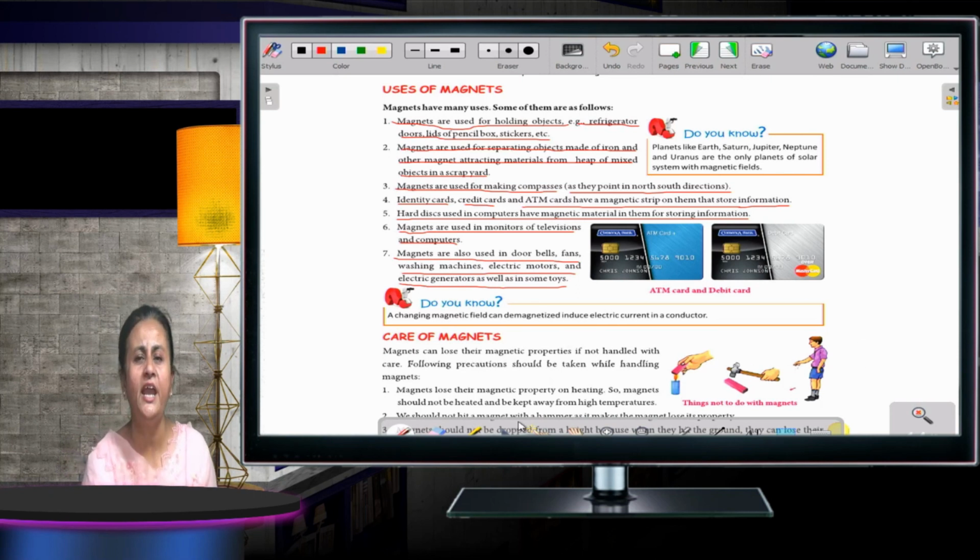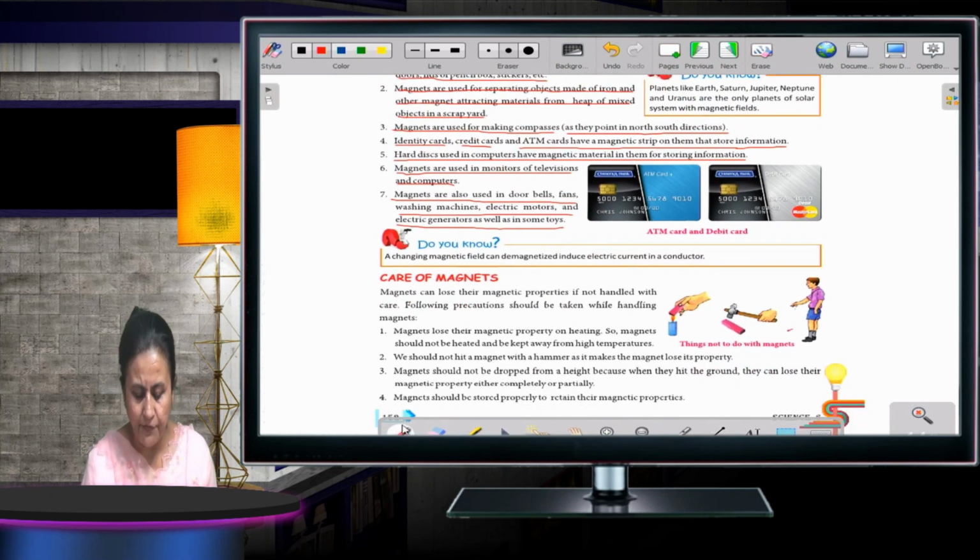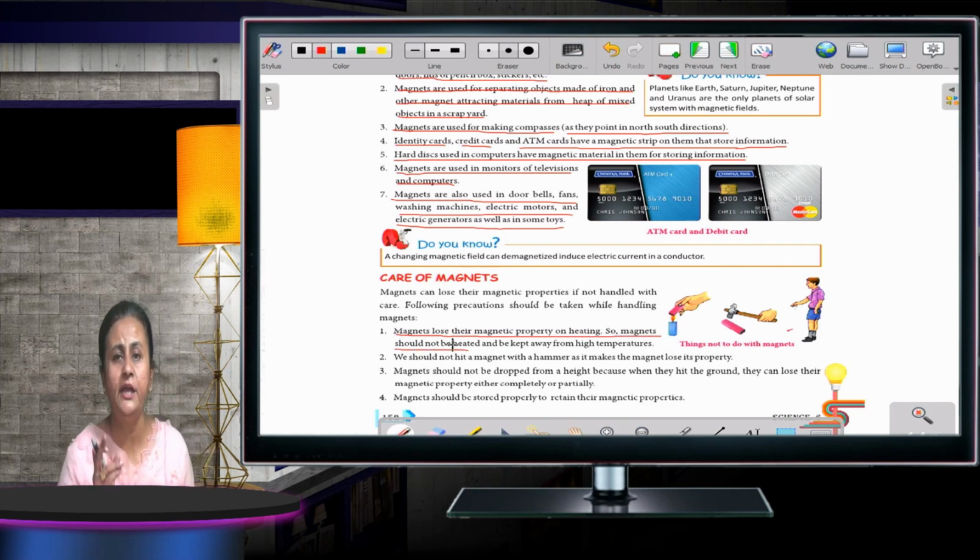Now, how to take care of magnet? In case we are not going to take care of the magnet, after some time what will happen? Magnet will not work properly. So, it is very important to take care of it. Okay. So, let me start how to take care of it. First one, magnets lose their magnetic property on heating. So, magnet should not be heated. You should never heat the magnet. In case you heat, it will lose all its magnetic property.